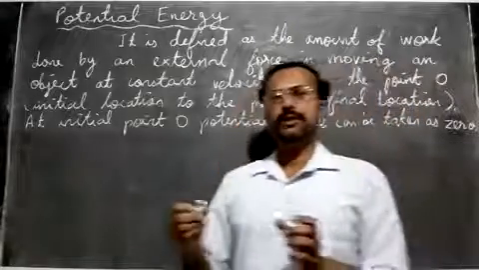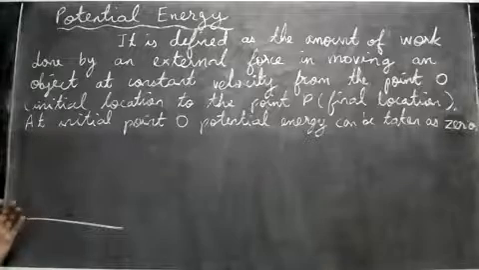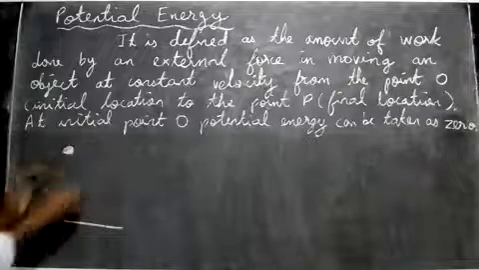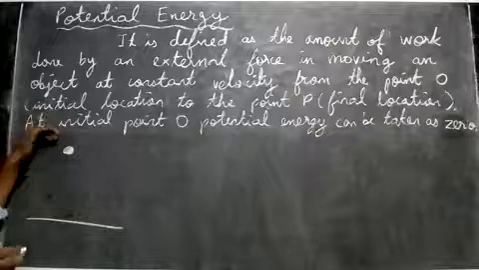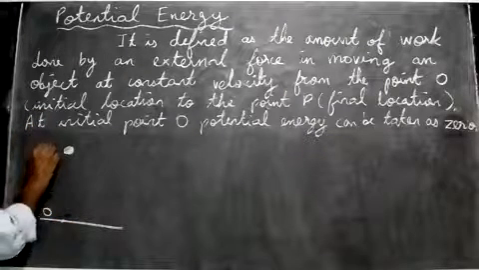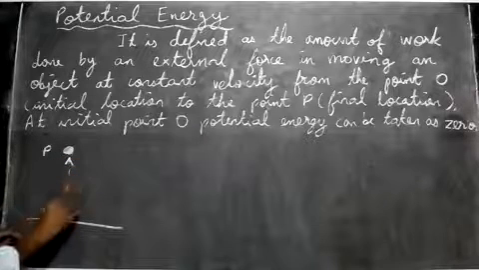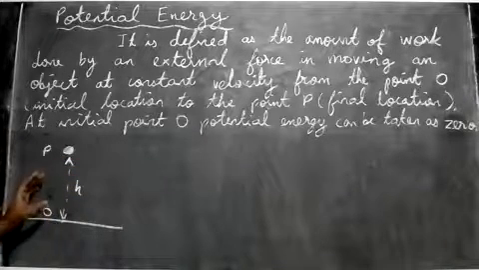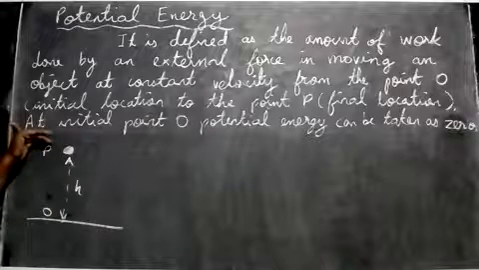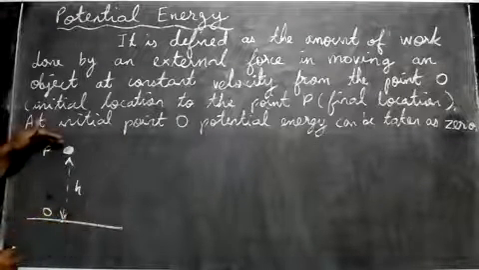So let's see this diagram now. Let this be the ground, and I have the chalk here, at this point. I will raise the chalk upwards. The ground point we mark as O, and this point we mark as P. We lift it up to a particular height, and the height we write as H. This we say is potential energy. At point O we consider potential energy to be 0. At point P it has some potential energy.